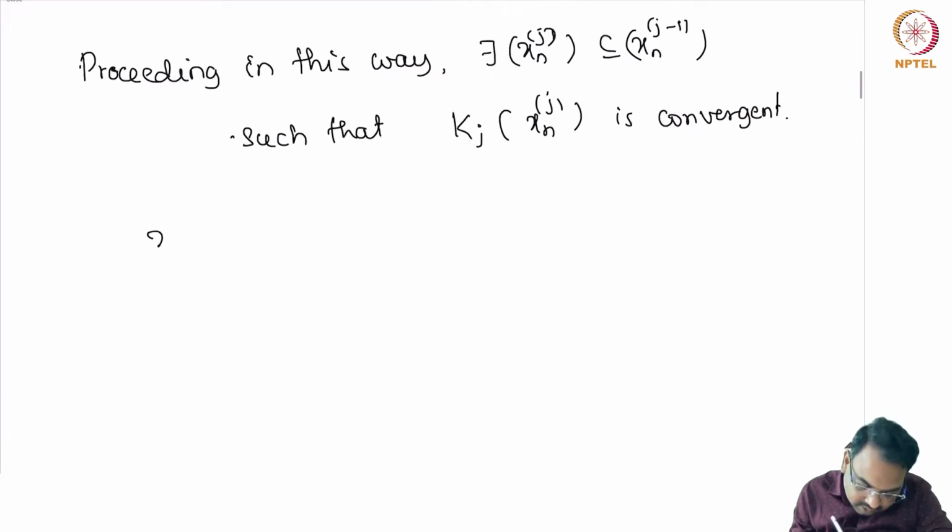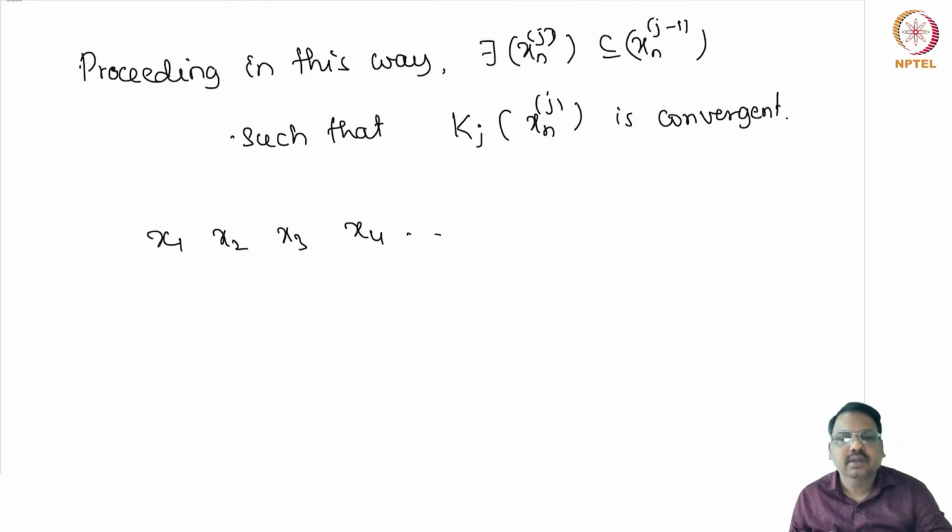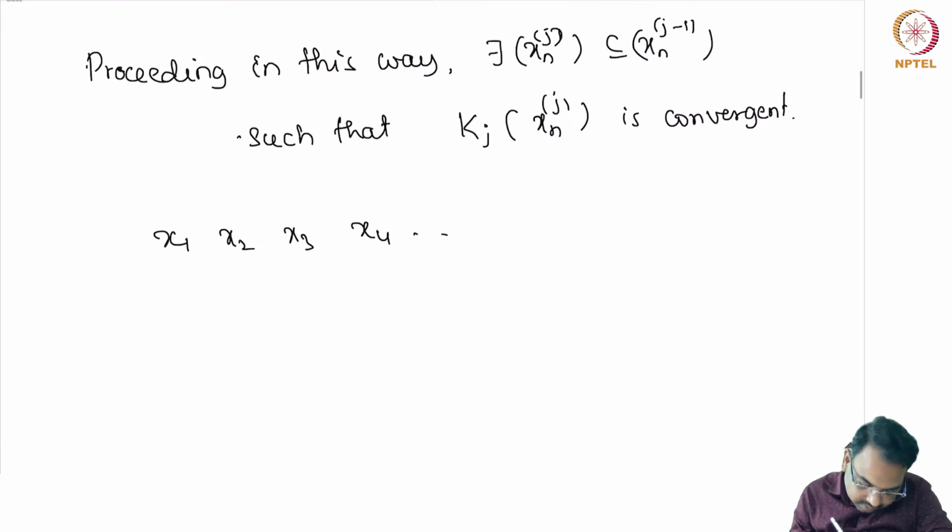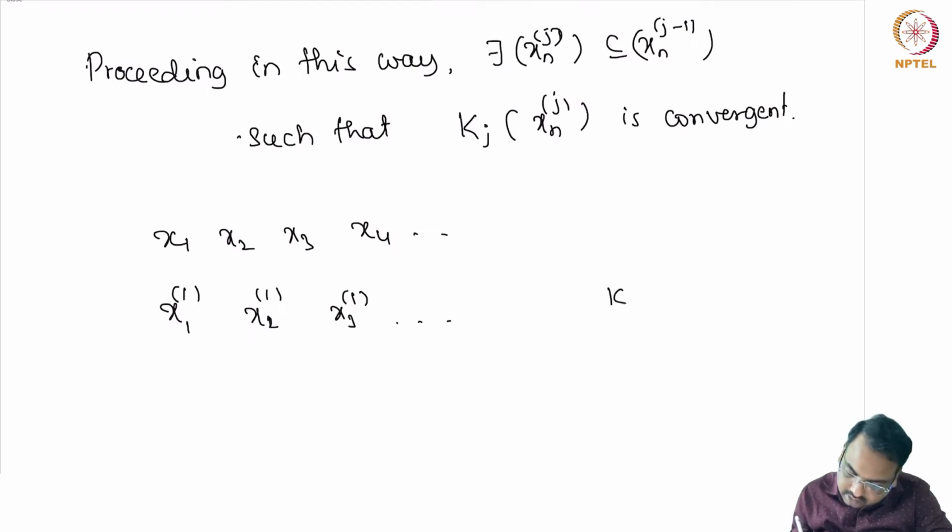Now we have the bounded sequence x1, x2, x3, x4, and so on. So we got a subsequence xn1. We can write this as x11, x21, x31, and so on, such that K1 of xi1 is convergent.